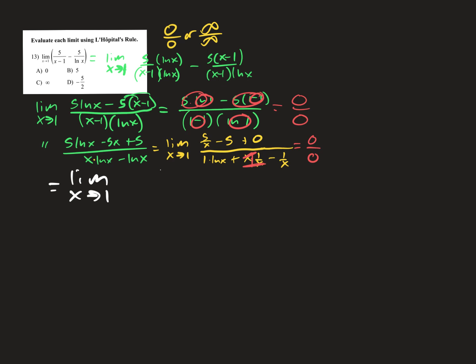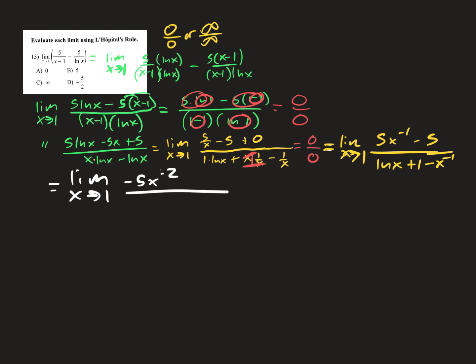Let's rewrite some of this over here. If I rewrite the top as the limit, so that it's easier to take the derivative, this is like 5x to the negative 1 minus 5. And down here, this is just ln x plus 1 minus x to the negative 1. I like to think of that when I go take the derivative. It just helps me visualize what I'm doing here. So the first derivative on the top is simply negative 5x to the negative 2. And then the derivative of negative 5 is just 0, so that one's gone.